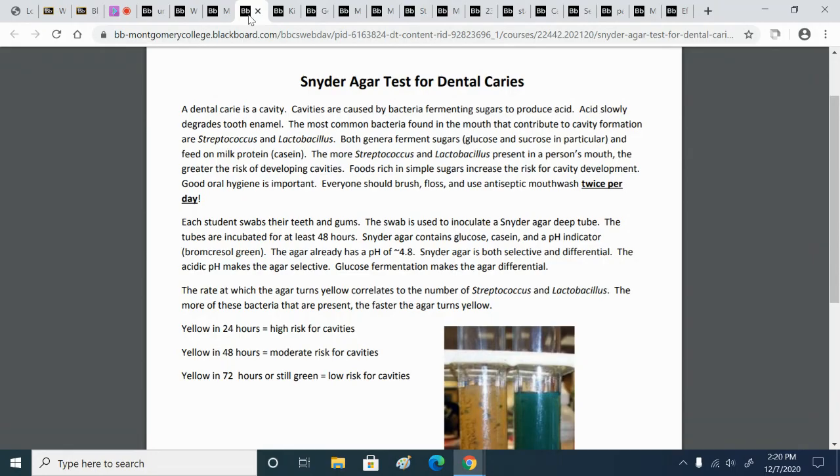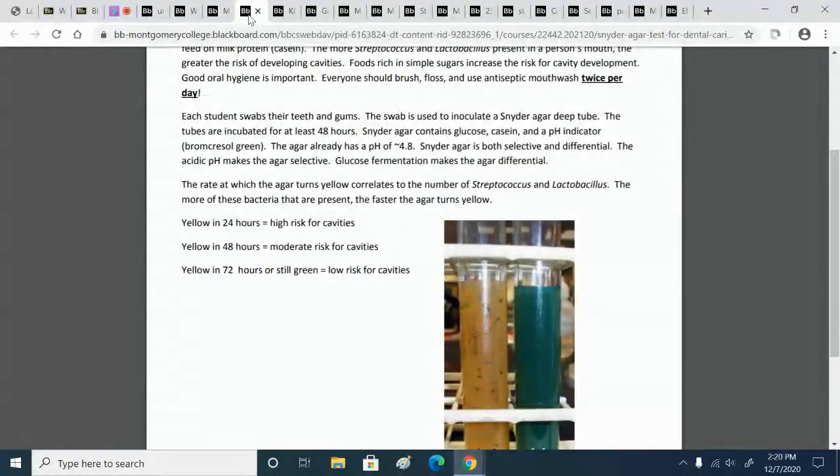So the Snyder agar is both selective and differential. It's selective because it does have an acidic pH around 4.8, so that does inhibit some bacteria, but not Streptococcus or Lactobacillus because they produce acid. And Snyder agar is also differential because it has a lot of glucose in it and a pH indicator. So we're looking for glucose fermentation. And the pH indicator is bromocresol green. It turns yellow with acid.